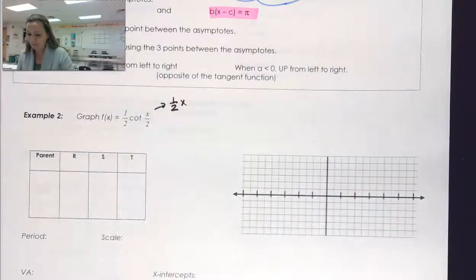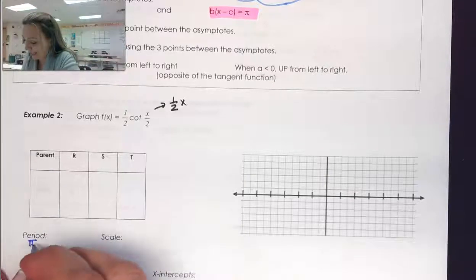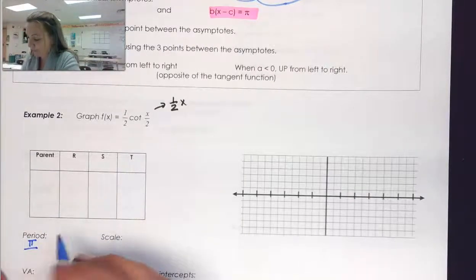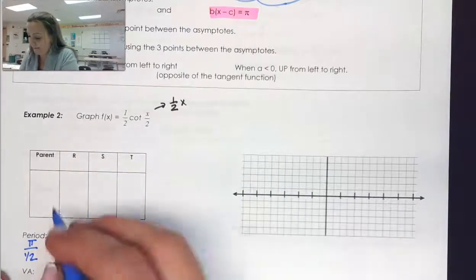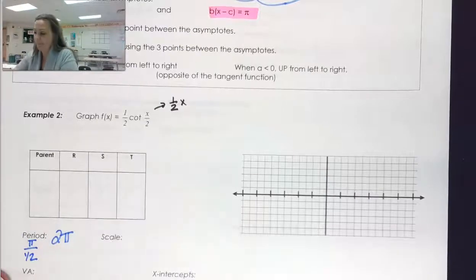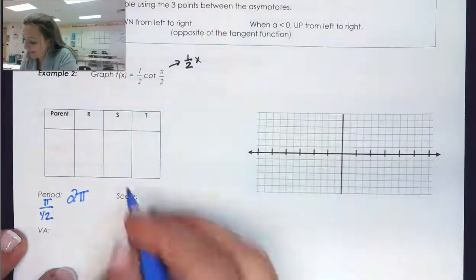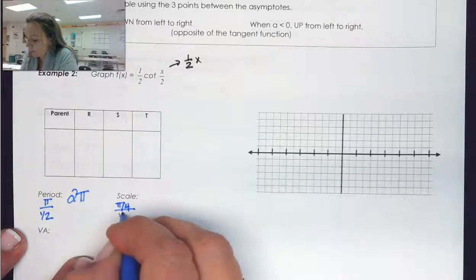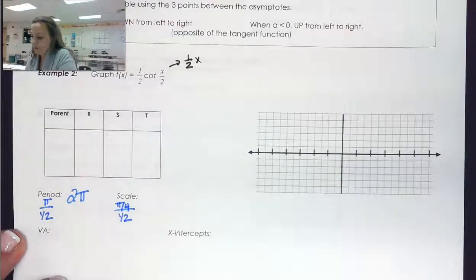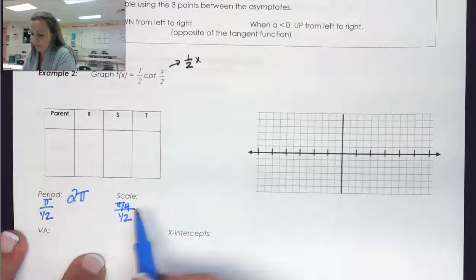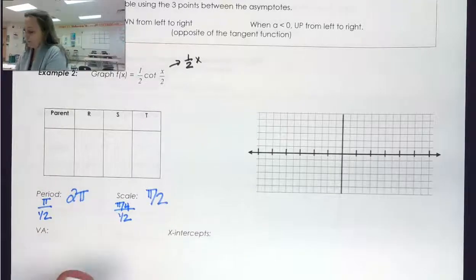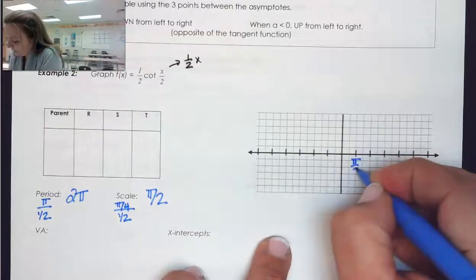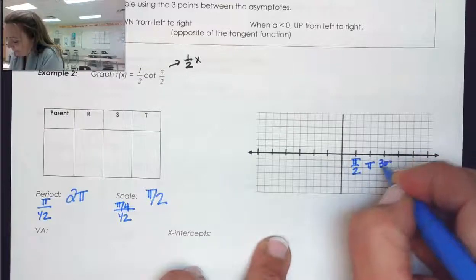So if we want, we could start by finding our period. The period for cotangent, we take pi over b. My b is 1/2. So pi over 1/2 gives us a period of 2 pi. My scale would be pi over 4 over 1/2. So I would multiply by the reciprocal. That gives me 2 pi fourths, which would be the same as pi halves. So that means that my scale here is going to be by pi halves.